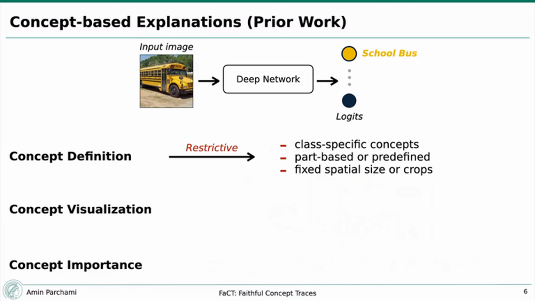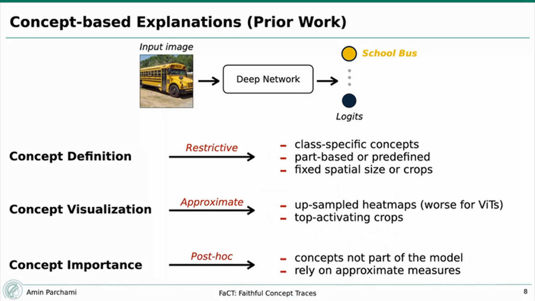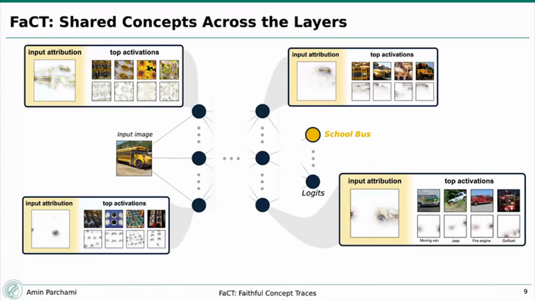When considering the prior work, we found several limitations on each front. For concept definitions, we observed that many works have concepts restricted to be specific, come from predefined lists, or have limited spatial extent. When visualizing the concepts, many works rely on upsampling heat maps, which have been shown to be unreliable, in particular for ViT architectures. Lastly, in many works, the concepts are not part of the model's inference and are rather extracted post-hoc, making it difficult to assess how much they contribute to the decision.